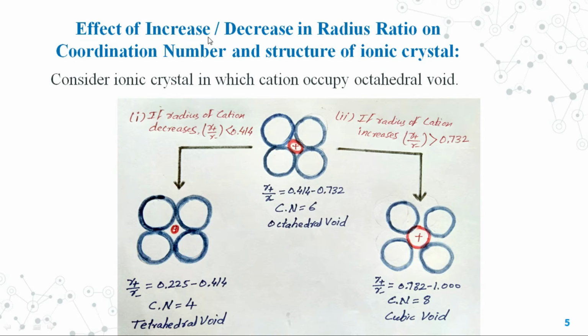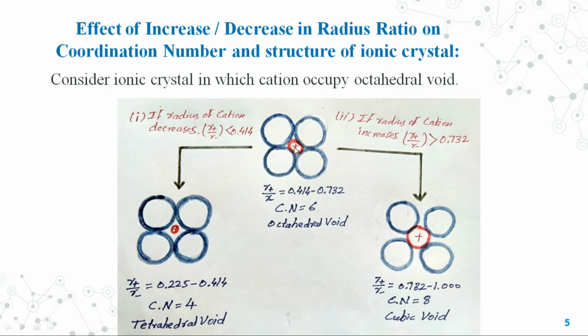The effect of increase or decrease in radius ratio on the coordination number and the structure of an ionic crystal. So let me consider an octahedral void. As we know, in an octahedral void the cation is placed within the octahedral structure. So this is our octahedral void where the radius ratio of the cation lies between 0.414 to 0.732 and its coordination number is 6.